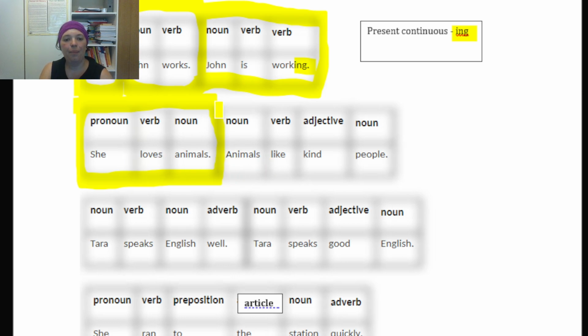Okay, then this one is animals like kind people. So, animals is a common noun. People is also a common noun. Like is a verb. And kind is an adjective because it describes the people. Let's quickly go like this.